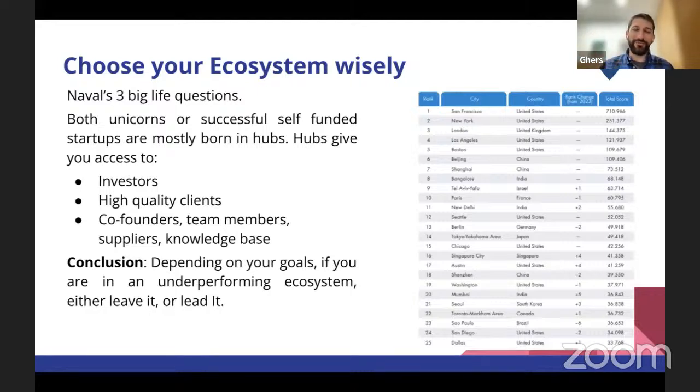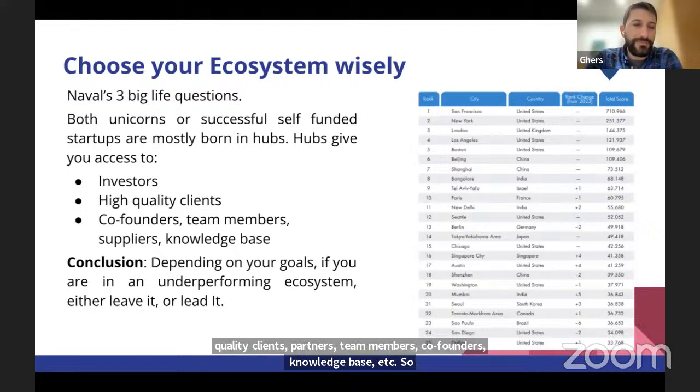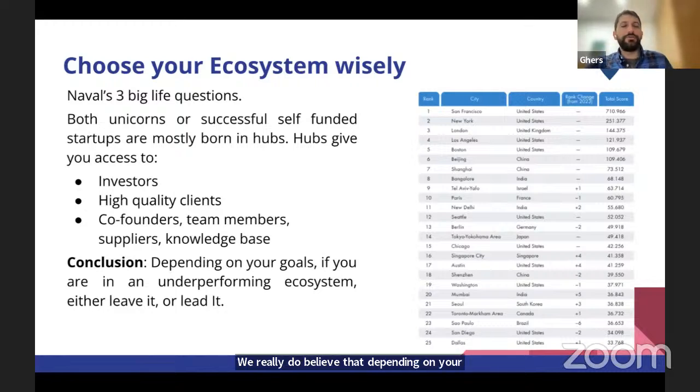So we are focused on that last question, and we believe you should too, because both unicorns and successful self-funded startups are mostly born in startup hubs. These hubs give you access to investors, high-quality clients, partners, team members, co-founders, knowledge base, etc. So we really do believe that depending on your goals, if you are in an underperforming ecosystem, you should either leave it or lead it to become a better startup ecosystem.